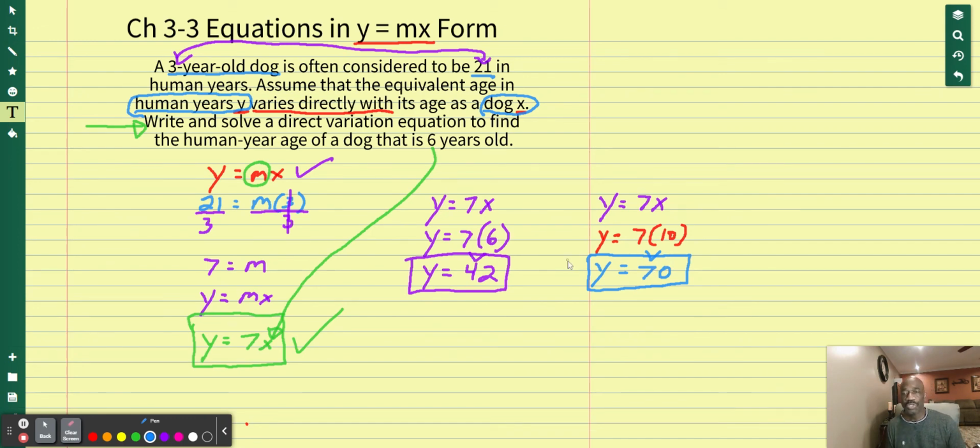So this is what you need to know in this question. What is the direct variation equation? Right here. Y equals 7x. What is the human year of a dog that's 6 years old? Right here. 42 years old in human years. All right, very good.